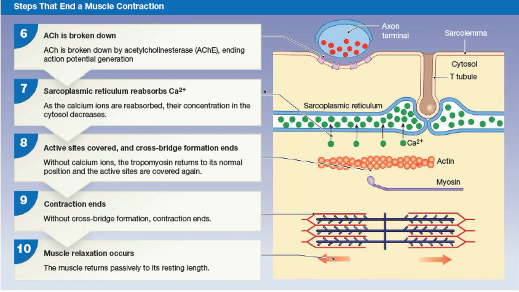Conversely, these are the steps that end a muscle contraction. So ACH is broken down, the sarcoplasmic reticulum reabsorbs calcium, the active sites are then recovered and cross bridge formation ends. That causes the contraction to end, and then that causes eventual muscle relaxation.